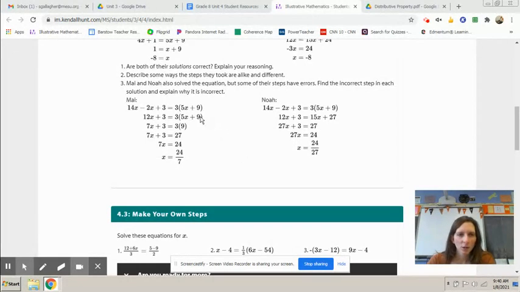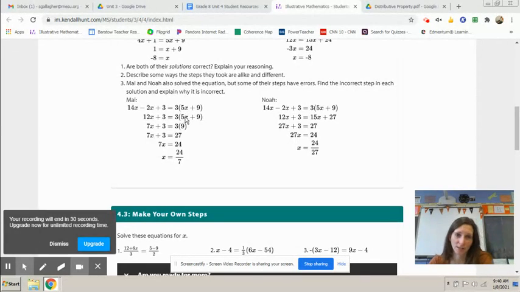So the mistake here in Mai's problem is that she did combine like terms, which was right. But over here in the next step, going from line 2 to line 3, it looks like she subtracted 5x from both sides. Like she wanted to get rid of this 5x, so she just subtracted it. You can't do that because it's inside the parentheses, so there's her mistake.